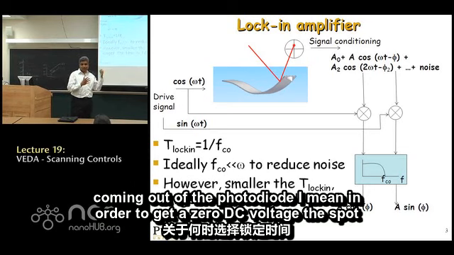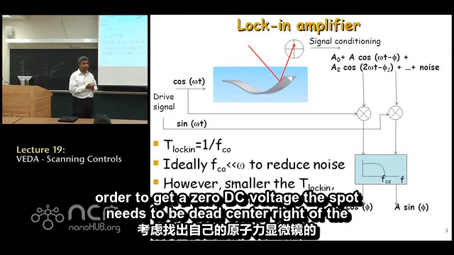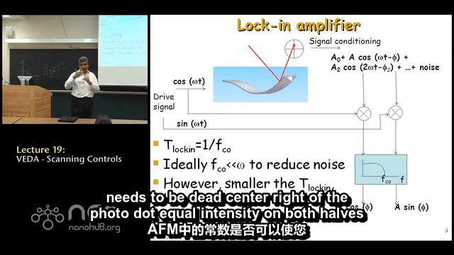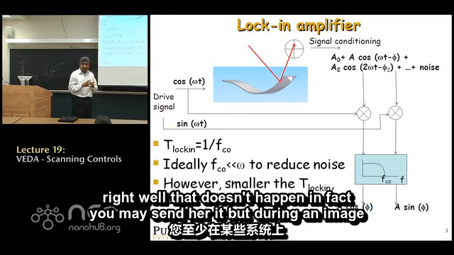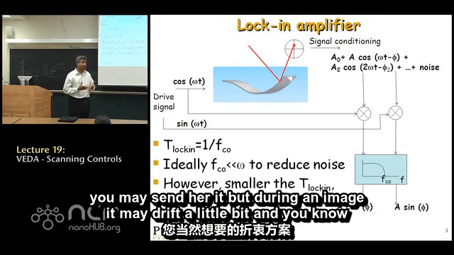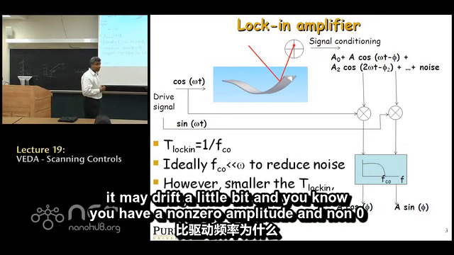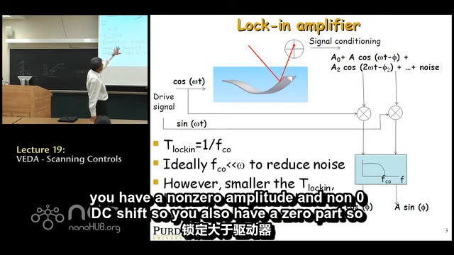I mean, in order to get a 0 DC voltage, the spot needs to be dead center, right, of the photodiode, with equal intensity on both halves. Well, that doesn't happen. In fact, you may center it, but during an image it may drift a little bit, and you have a non-zero amplitude, a non-zero DC shift.